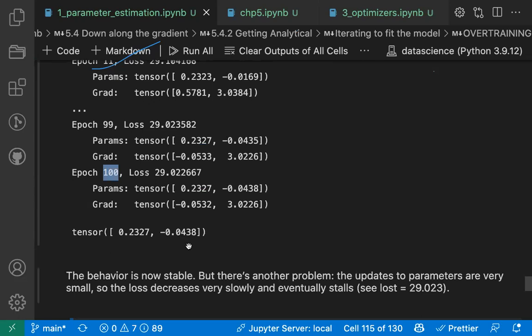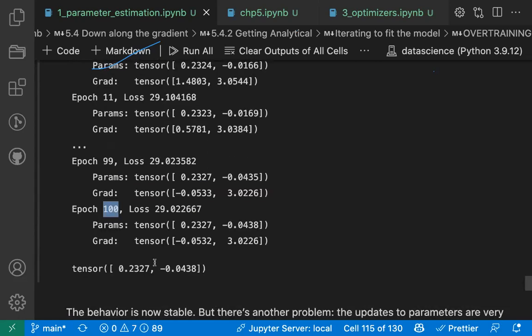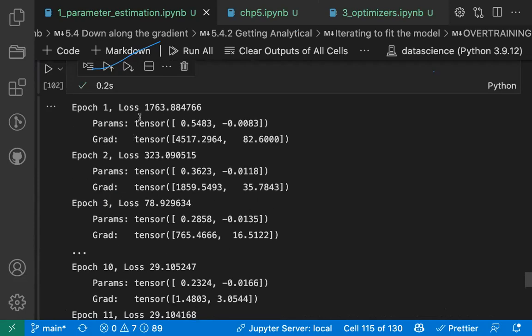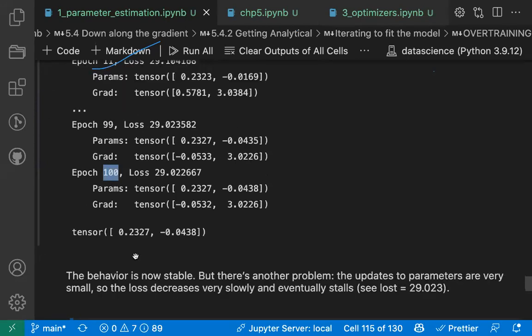The updates to the parameters are very small. So we can see that with the smaller learning rate the behavior is stable, but there is another problem: the parameter updates are very small, so the loss decreases very slowly.